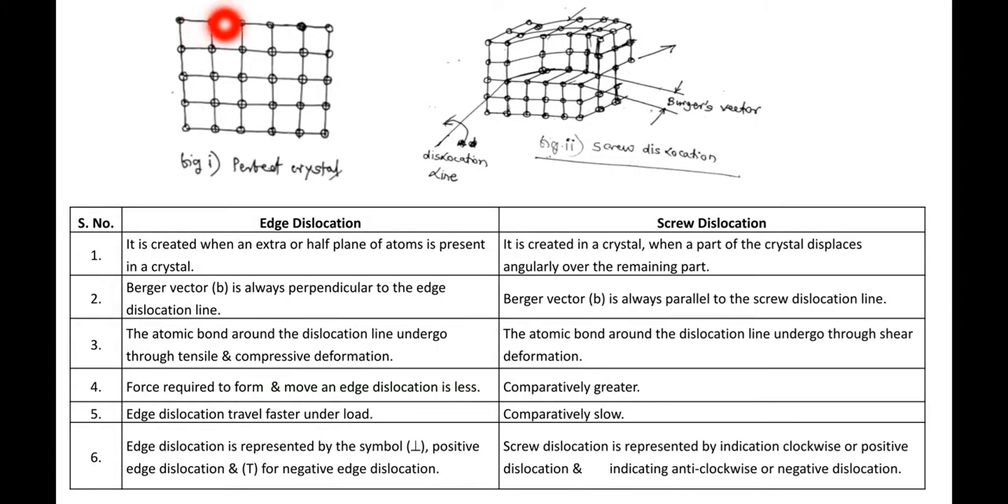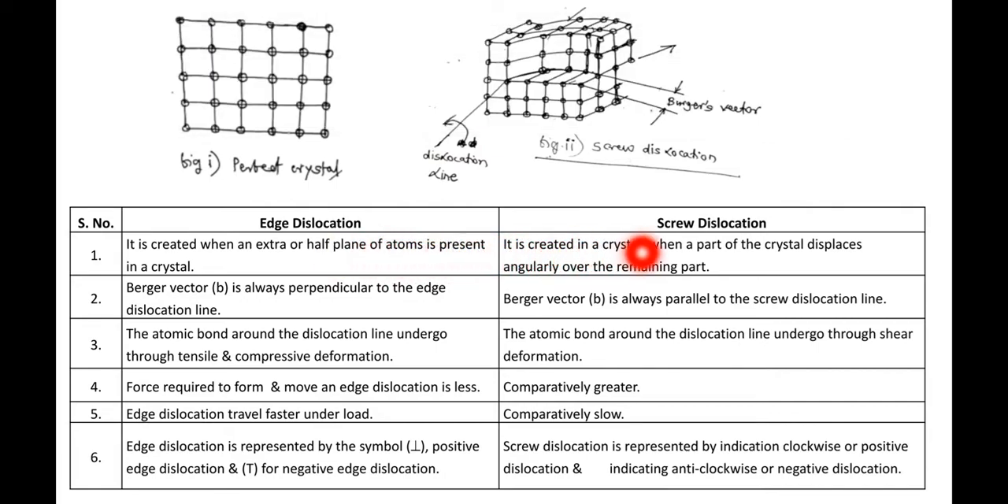Here see, the atoms are regularly arranged row wise and column wise, meaning it is a perfect crystal. When the shear stress is applied on the plane, you see here the upper half plane is turned through a particular angle. You see here, this is the angle. Through this angle, the upper half is turned over the lower half. This is one atomic distance, and this is known as Burger's vector. This is known as the screw dislocation line. Because of shear force, screw dislocation occurs.